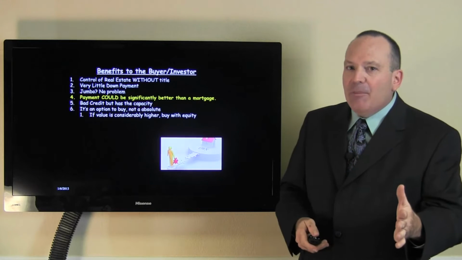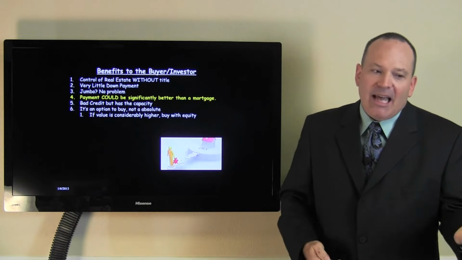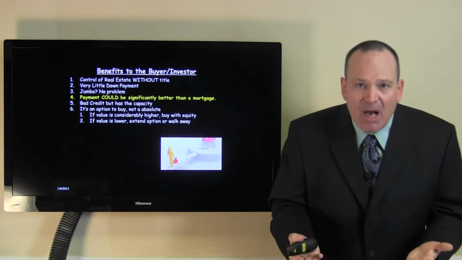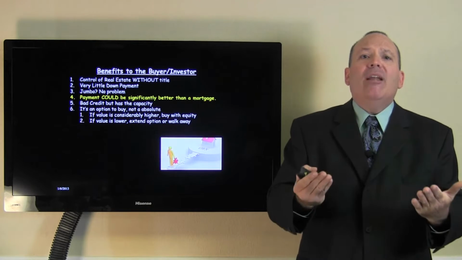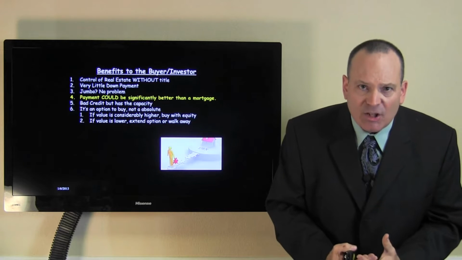If it's time to exercise their option and the value has gone up, they're stepping into equity. If it's time to exercise their option and the value has gone down, they have the same options as they would have if they bought the home on a traditional mortgage lender transaction. What do I mean by that?